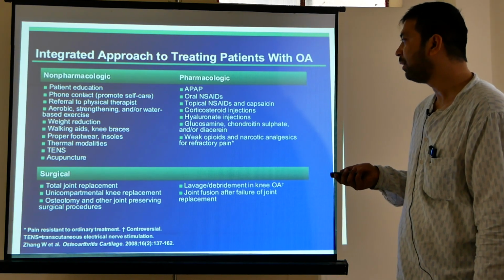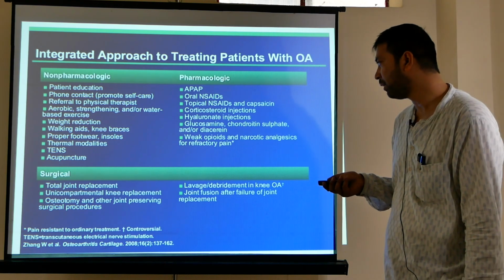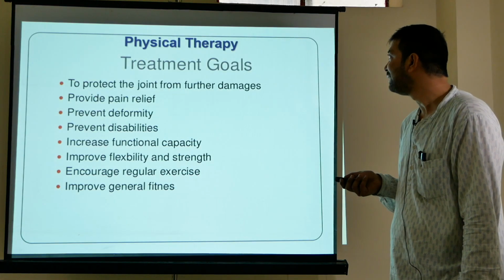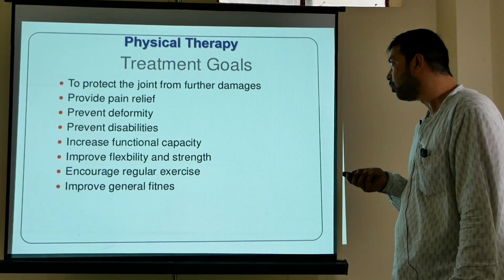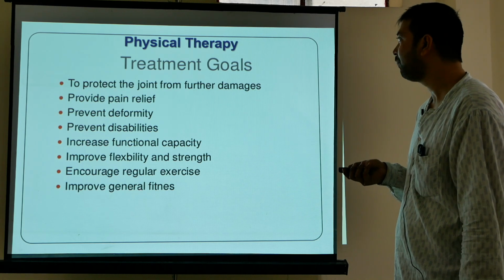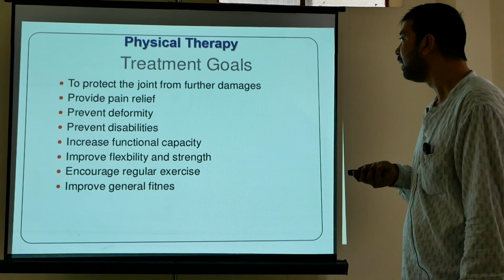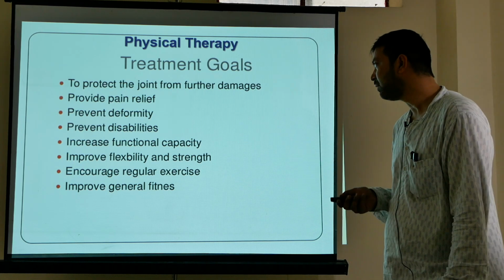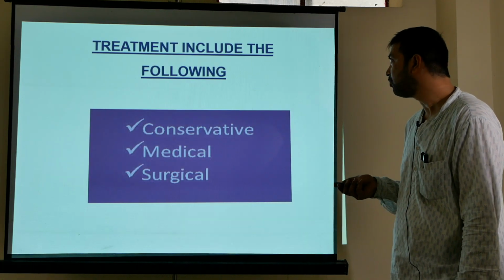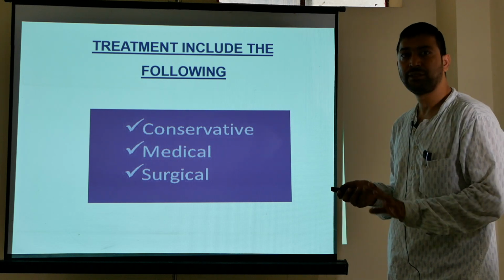Surgical treatment includes total knee replacement, unicompartmental knee replacement, osteotomy or other joint preserving surgical procedures. The physical therapy treatment goals are to protect the joint from further damage, provide pain relief, prevent deformity, prevent disabilities, increase functional capacity, improve flexibility and strength, encourage regular exercise, and improve general fitness. Treatment includes the following: conservative treatment, medical or surgical.